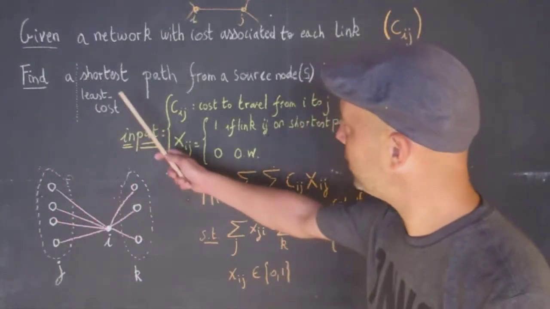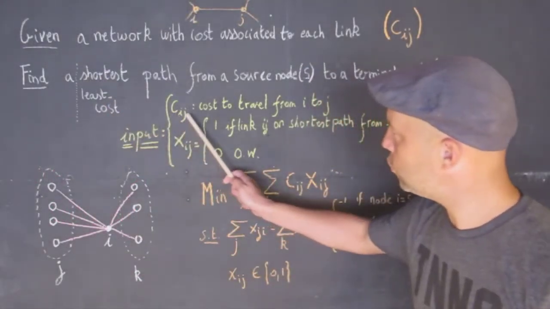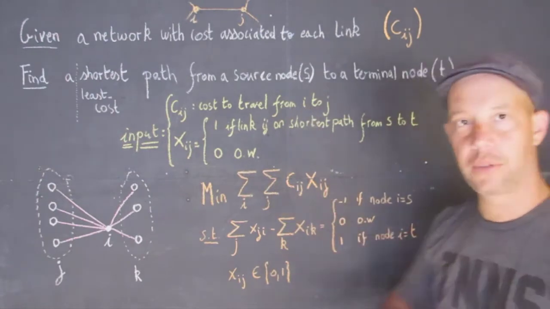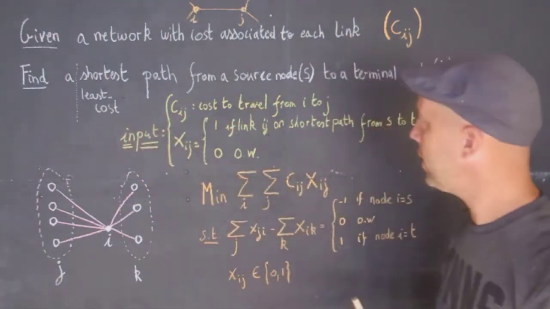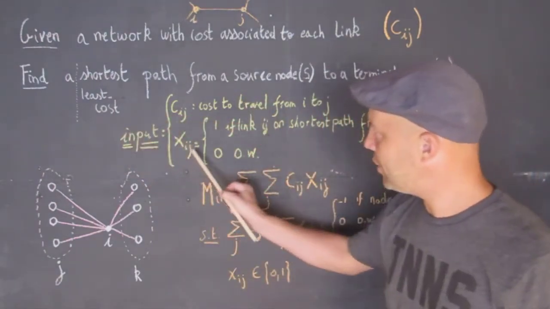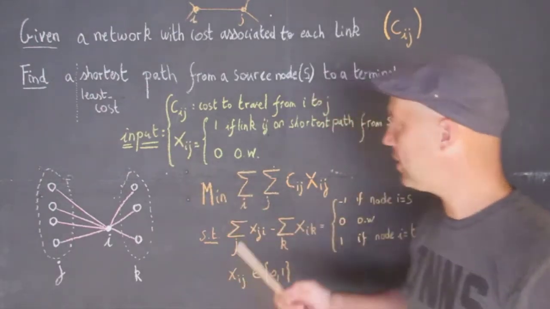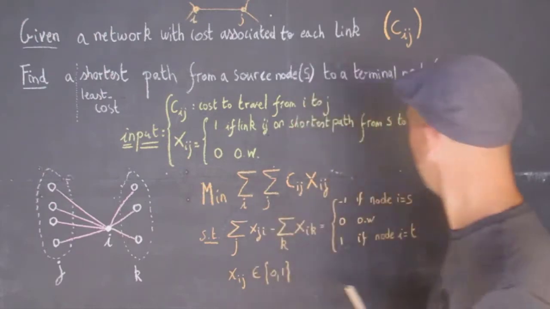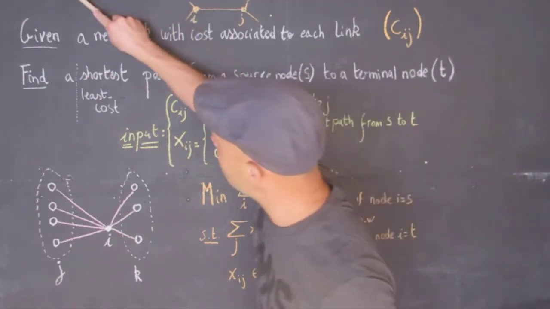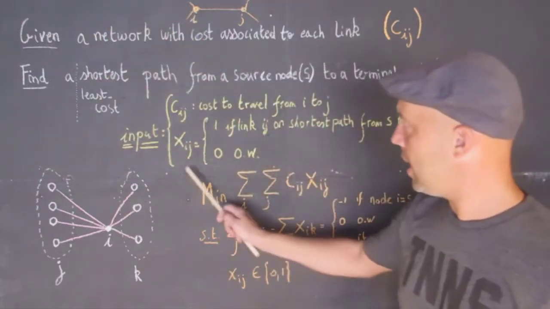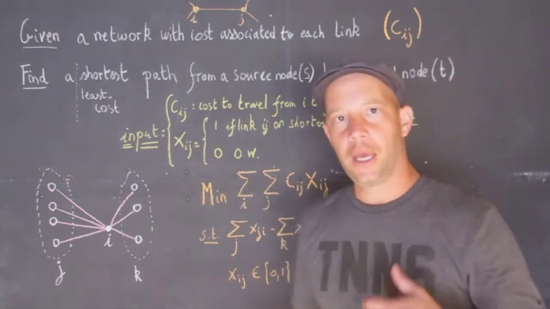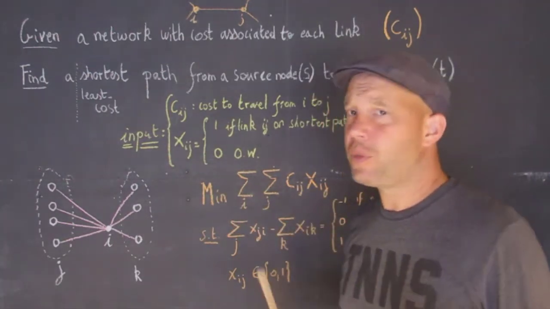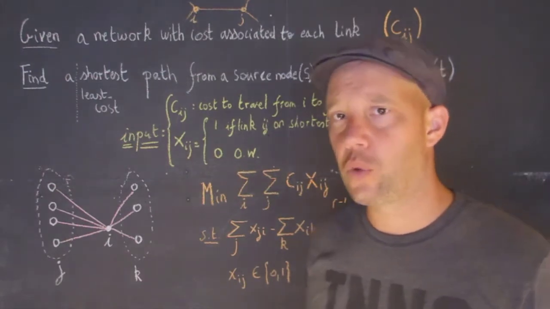So our inputs here are the cost to travel from I to J. This is again a link on our network, and Xij, which is a decision variable that is equal to 1 if link Ij is on the shortest path from S to T. So for instance, that link is on the shortest path, and 0 otherwise. Let's have a look at the formulation, which is very short and quite simple.